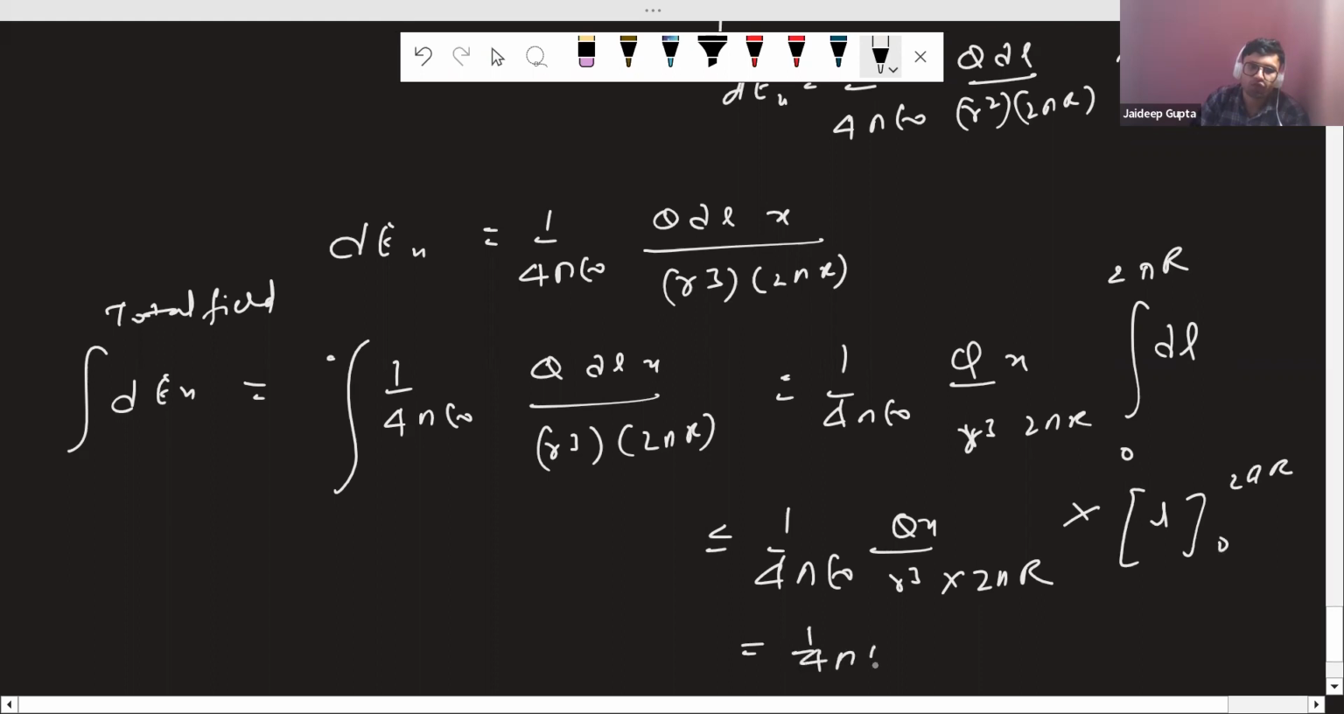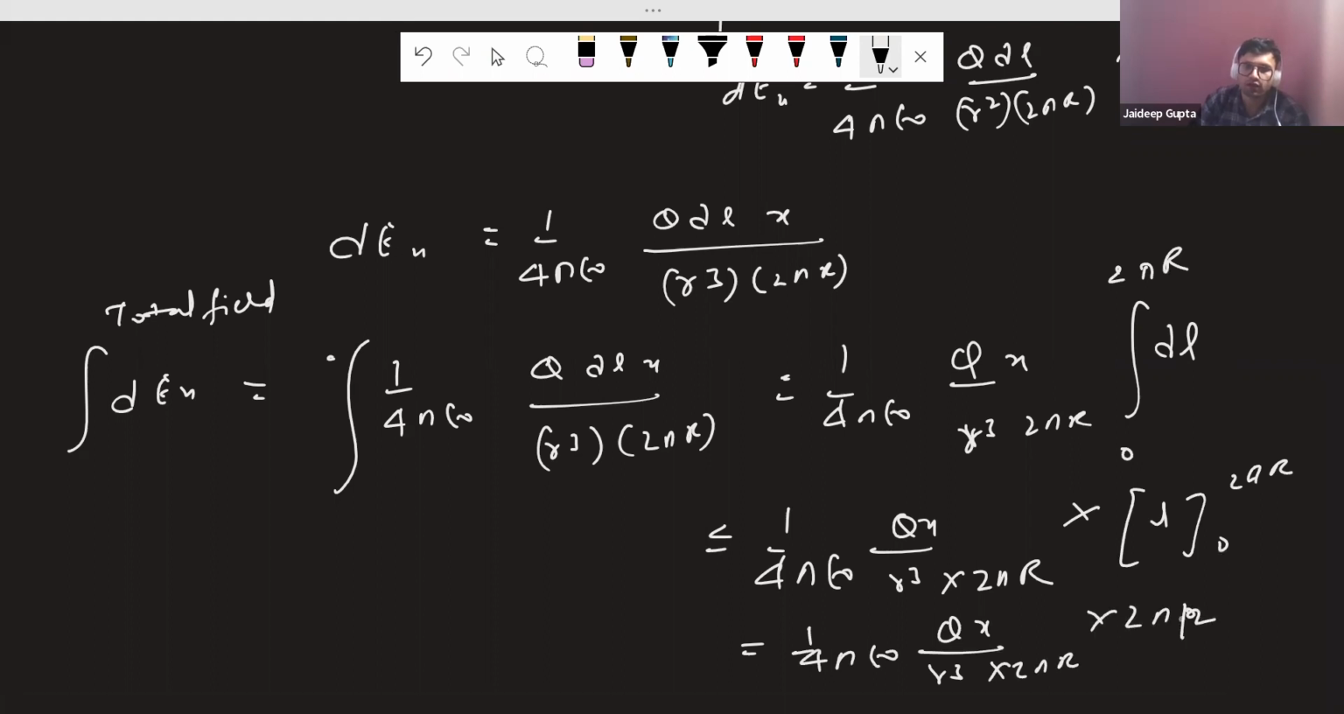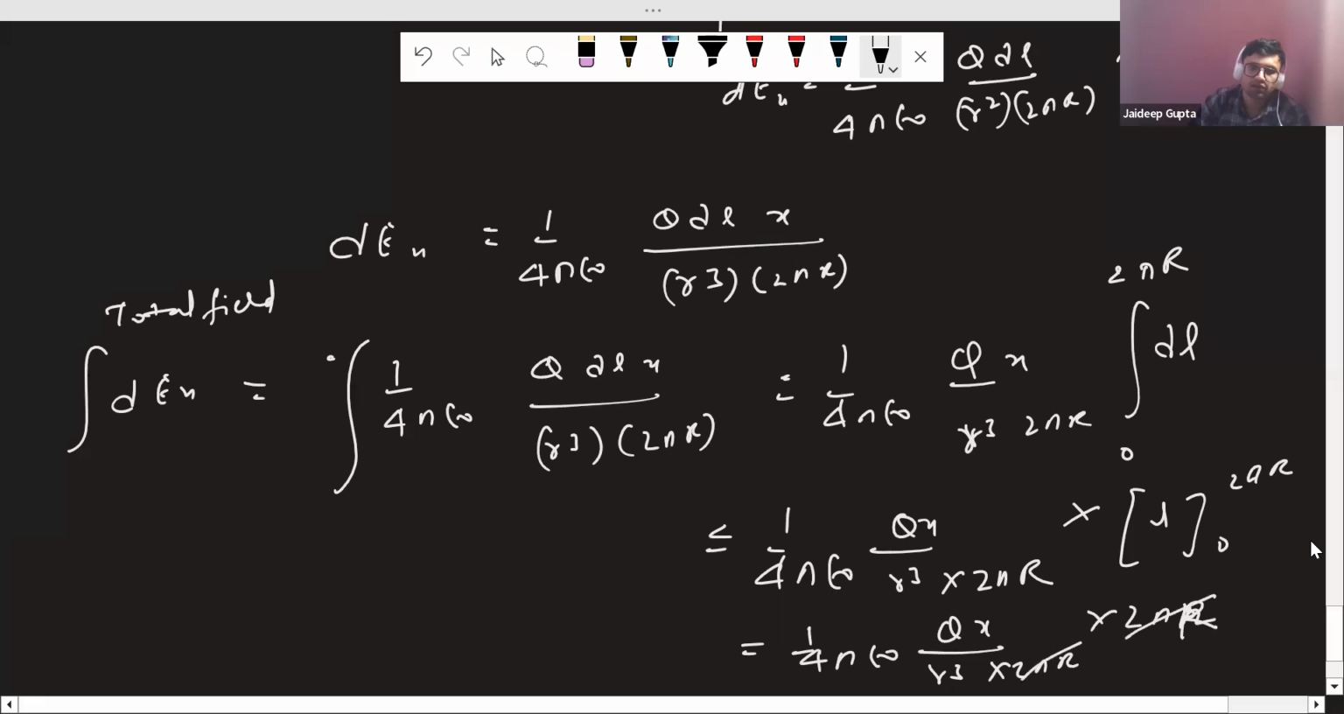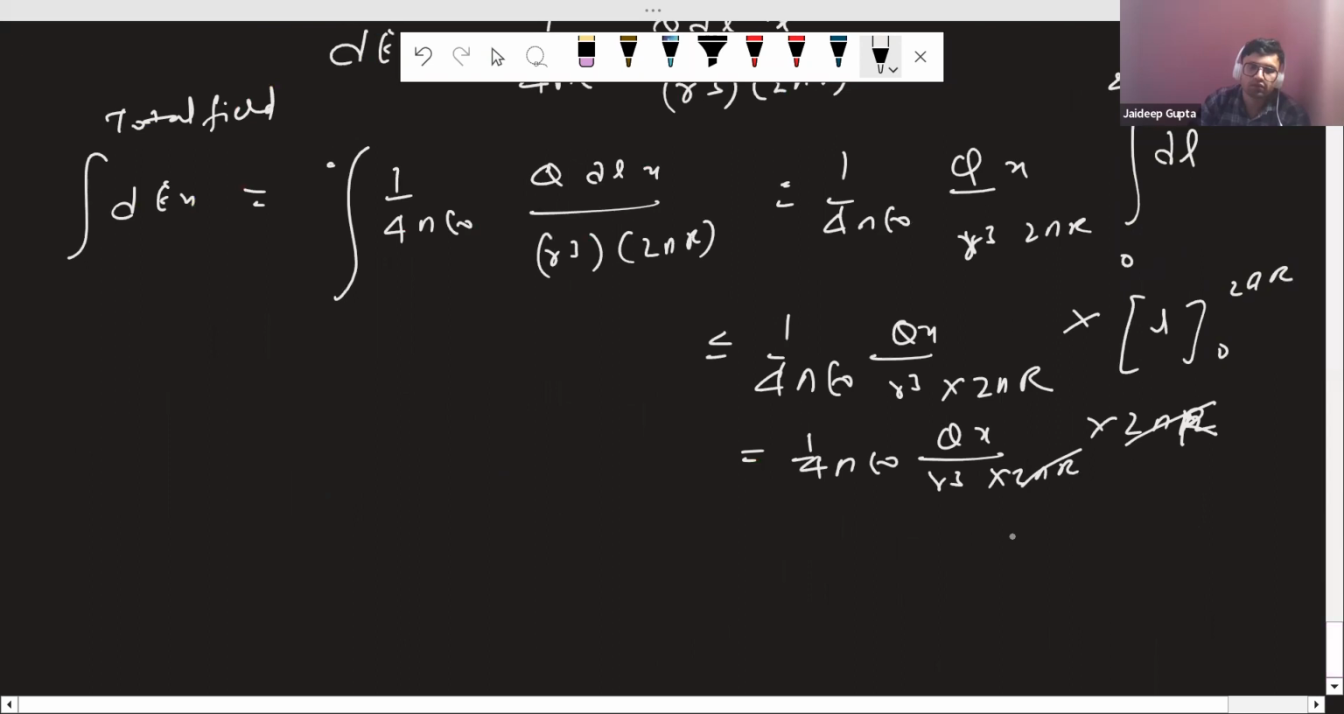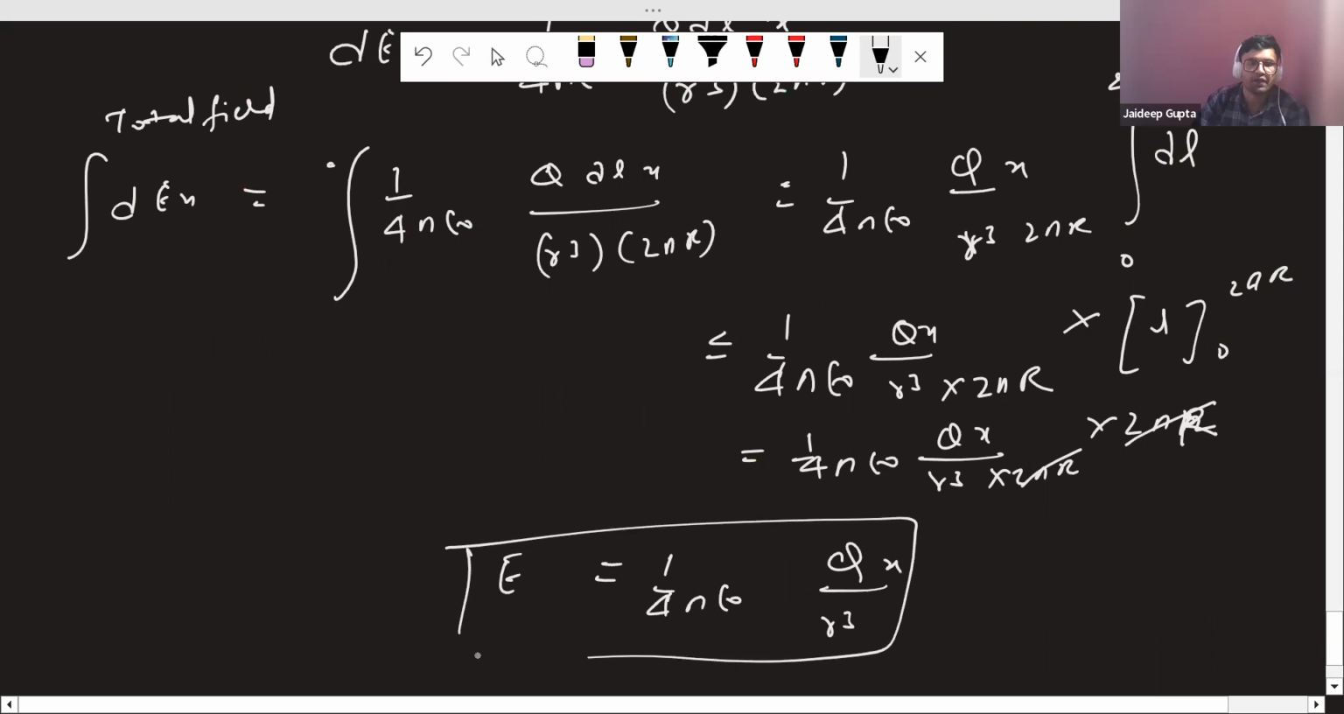1 over 4 pi epsilon qx over r cube into 2 pi r. And if we substitute 2 pi r, 2 pi r will be cancelled out. So the answer will be 1 over 4 pi epsilon q over r cube times x. This is the net field at point P. Okay.